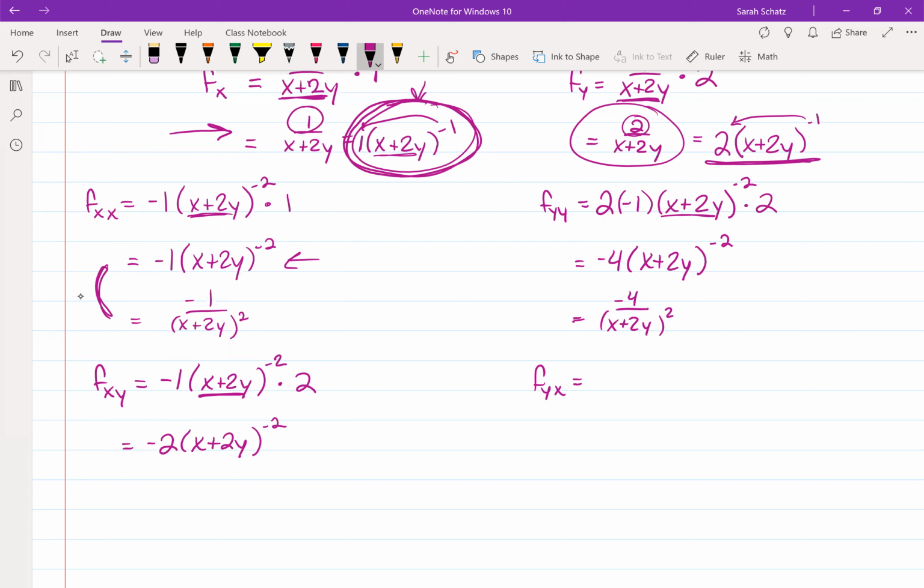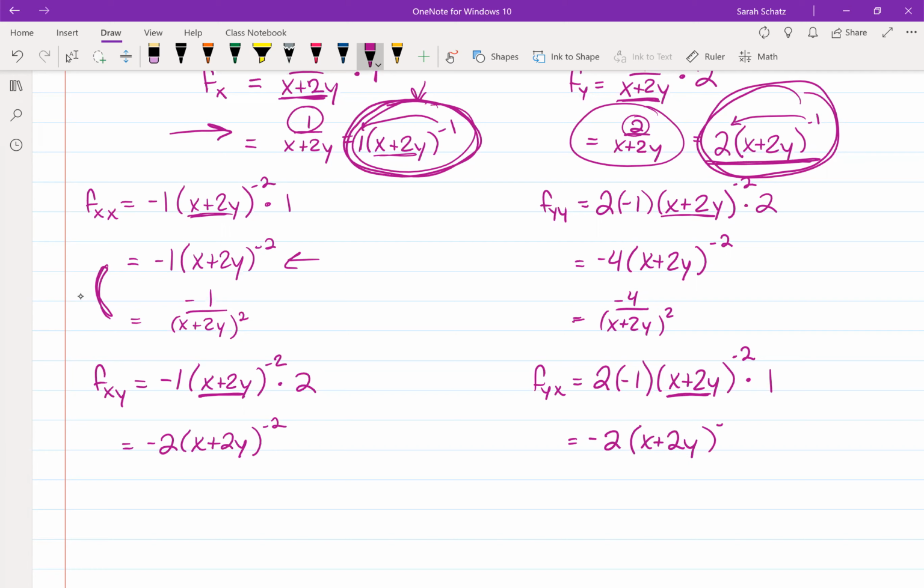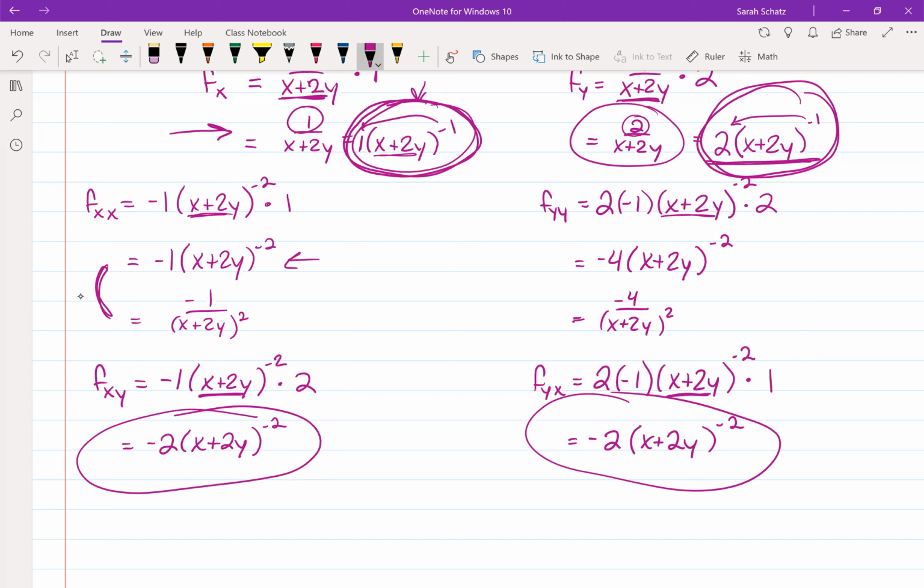Now fyx. Well, let's see. So fyx, I'm going from fy, which is right here in the rewrite. So the 2 comes down, the -1 comes down in front. I do (x plus 2y) to the -2. So I do the power rule around the parentheses. Remember, I'm going with respect to x this time, so the derivative of x plus 2y with respect to x is just 1. And I end up with the exact same thing I just got over on the other side. And we can see fxy and fyx, they're the same exact thing. So I feel confident that I did the rest of them correctly.